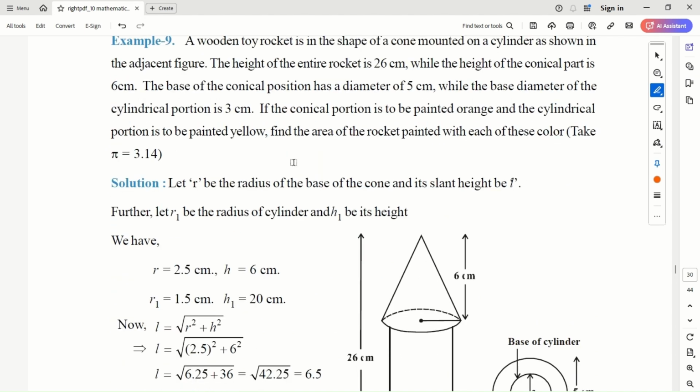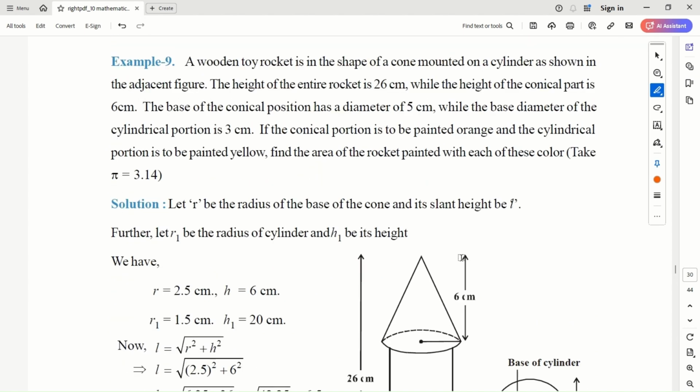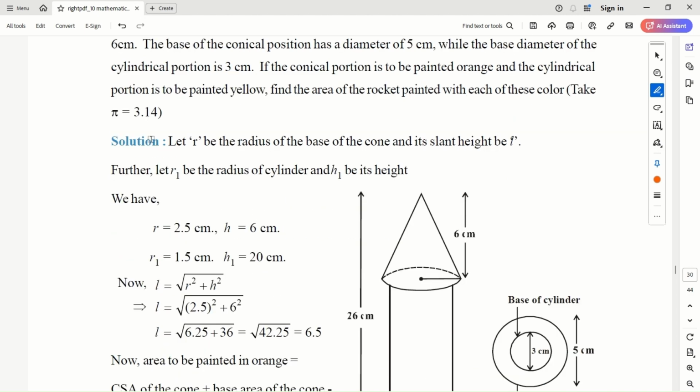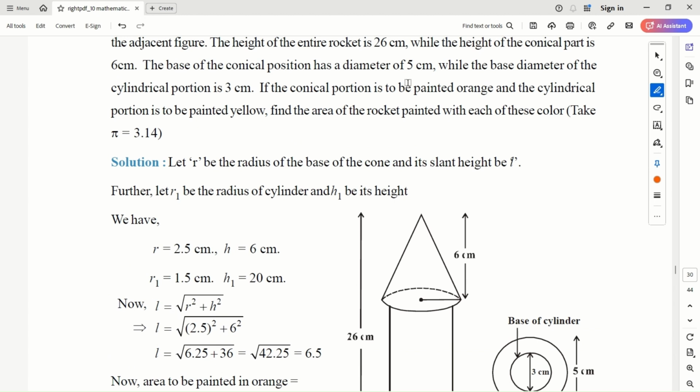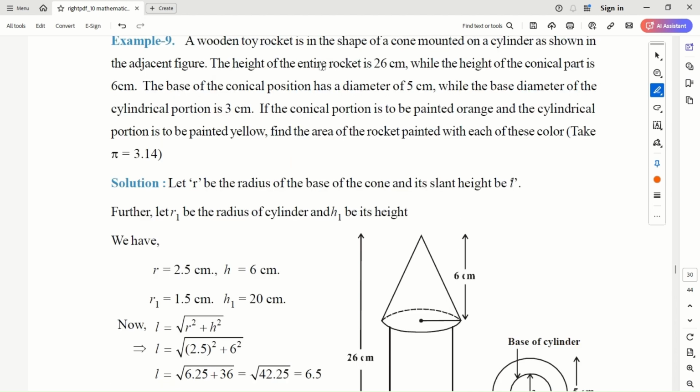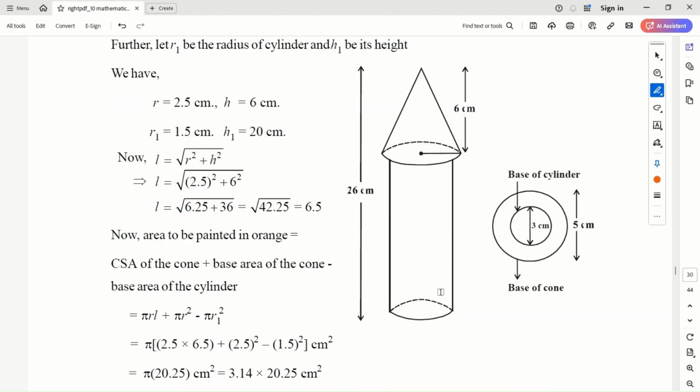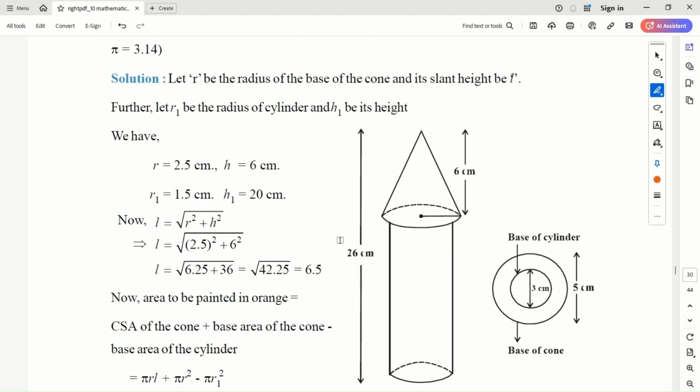A wooden toy rocket is in the shape of a cone mounted on a cylinder, as shown in the figure here. You can see here, right? The information given is that the entire height of the rocket is 26 centimeters, while the height of the conical part is 6 centimeters. This is 6, this is 26, so obviously the height of the cylinder is 20.